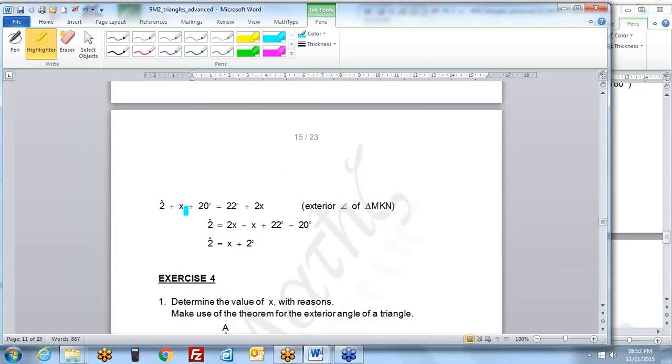Right, then you subtract the x on the left hand side as well as on the right hand side. That's why you see a minus x there. Then you subtract the 20 degrees on the left hand side as well as on the right hand side. And then you get angle 2 equals x plus 2 degrees.